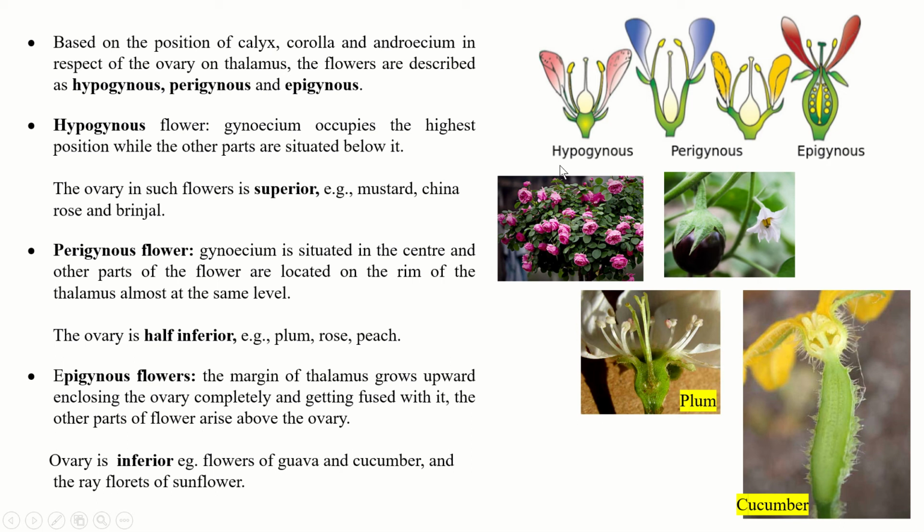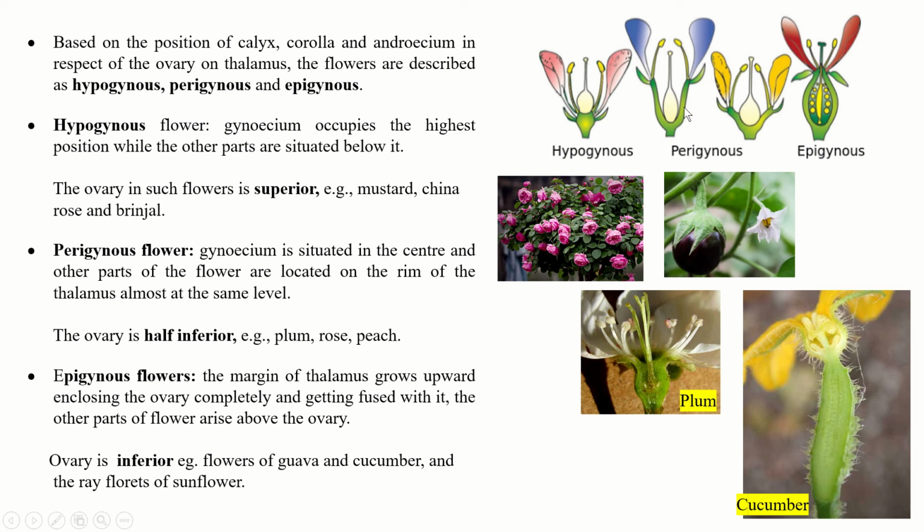Okay, so this is about the hypogynous. Now the second type is the perigynous flower, the second type of ovary. Here the gynoecium is situated in the center and the other parts of the flower are located on the rim of the thalamus, almost at the same level. Such a flower is called a perigynous flower and the ovary is half inferior.